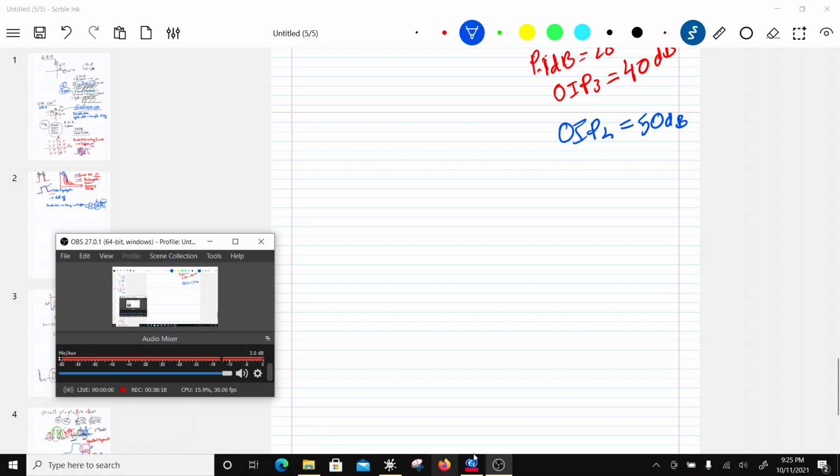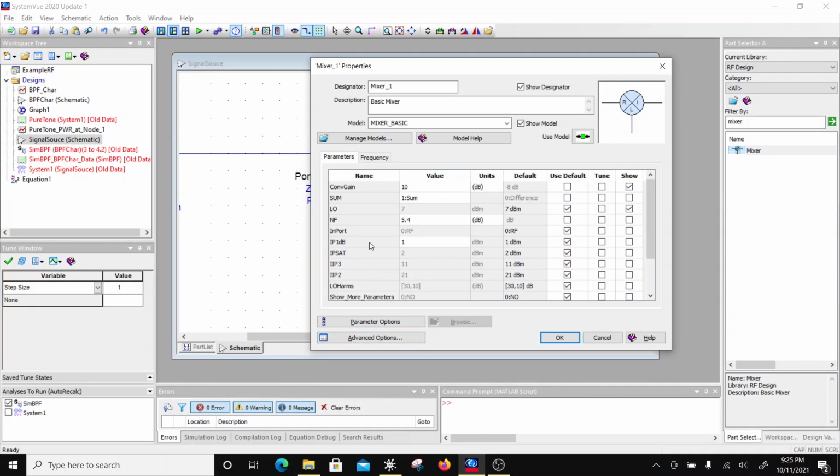Okay, so here we know what these numbers are. Now I'm not going to put in the LO here. I'm going to put in the LO separately, and I'll explain some more things related to this.